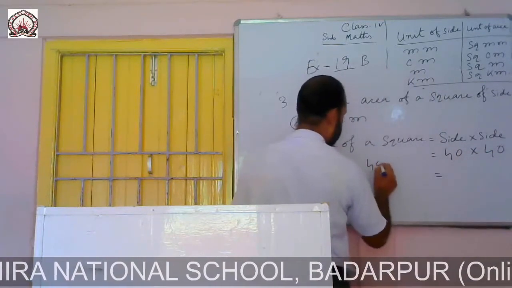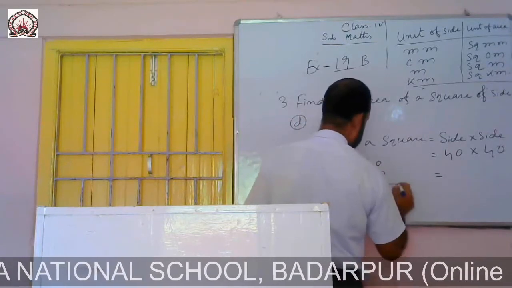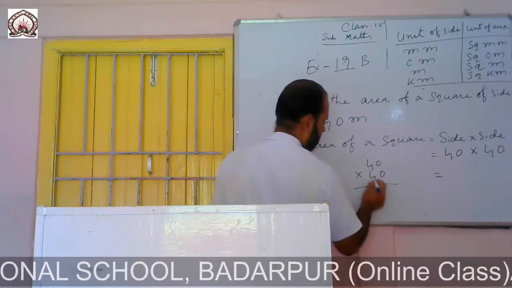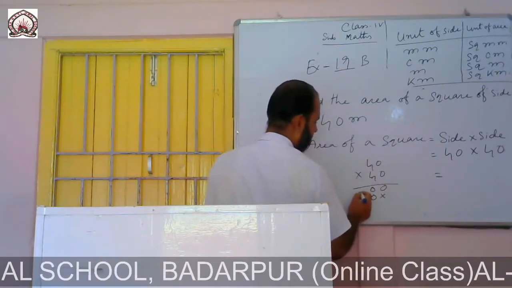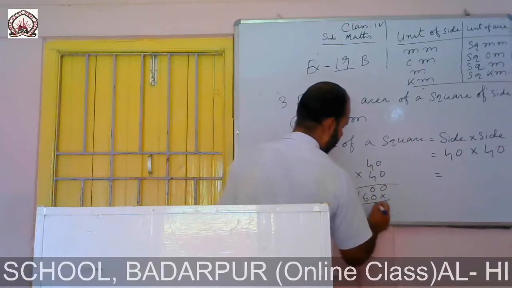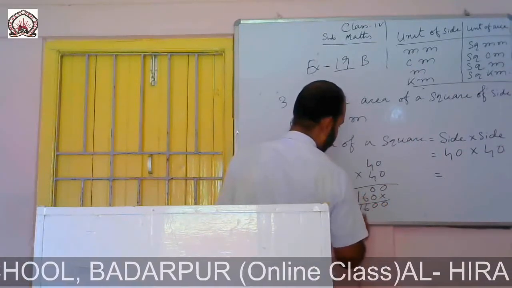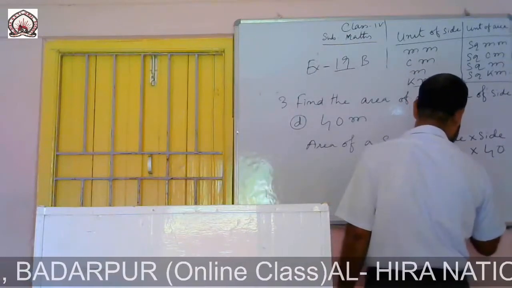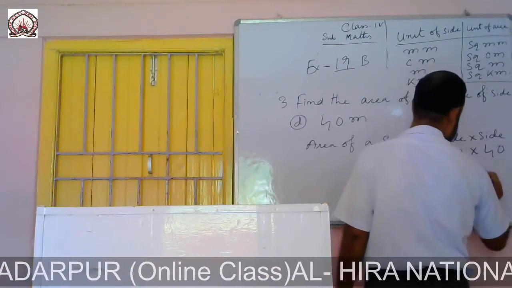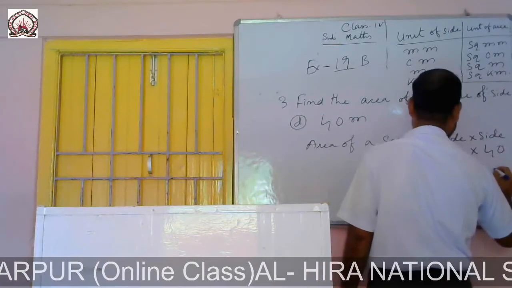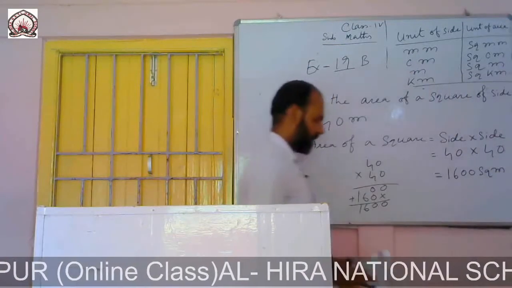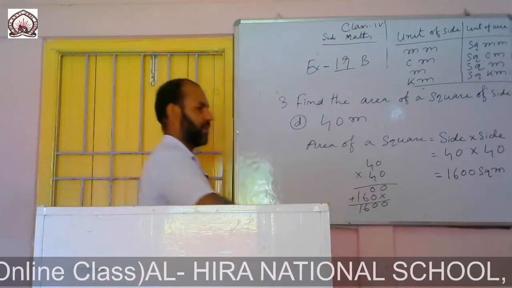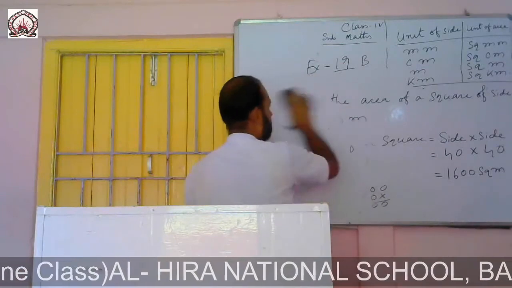Now 40 into 40. 0 times 0 is 0, 0 times 4 is 0, next 4 times 0 is 0 and 4 times 4 is 16. So 1600 square meter. Next question number 4.